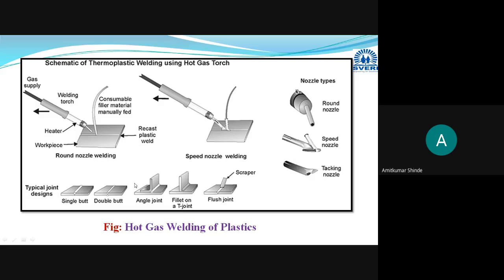So in this way the process is complete. After cooling you will get that joint, and in this way the two plastic materials will be joined. So this is the basic concept of the hot gas welding process of plastic materials. This is the schematic representation with the different kinds of joints produced.